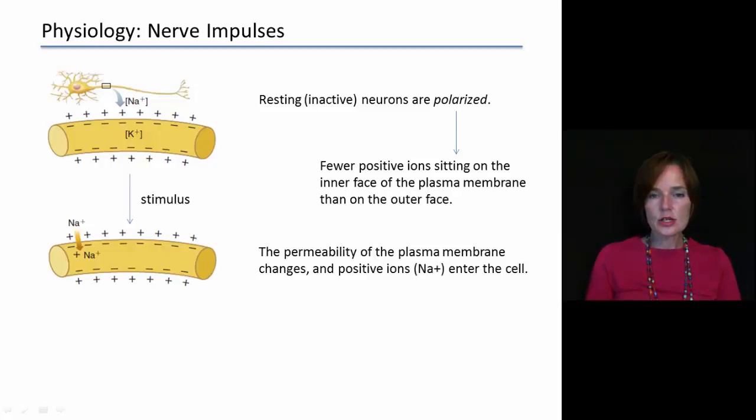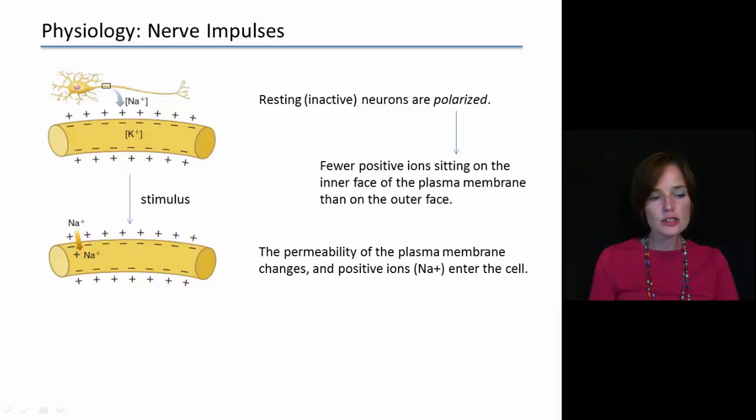When we get a stimulus, so when that stimulus is received, the permeability of the plasma membrane is going to change. So when we have that change in the permeability, we're going to see that positive ions, specifically sodium ions, are going to start to come into the cell.